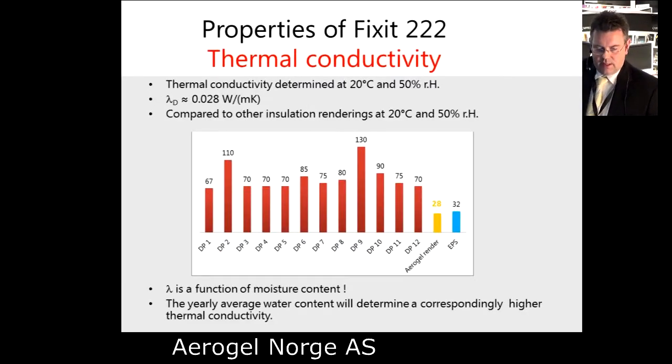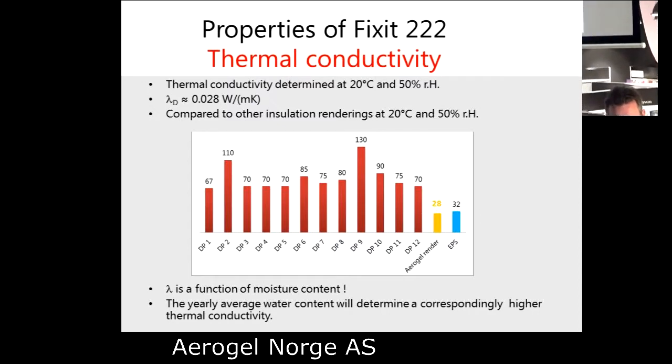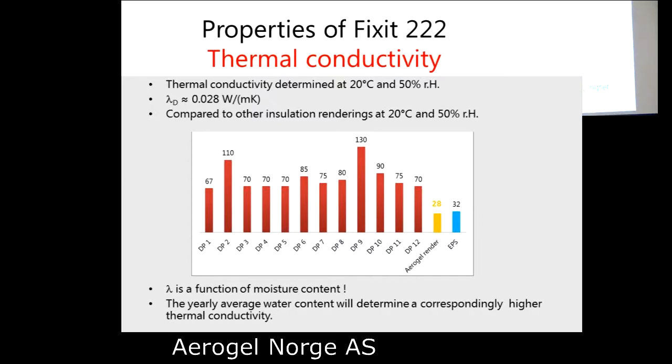The thermal conductivity is a very important material parameter. The declared lambda value, we can see it here, the orange one, is 0.028 watt per meter and Kelvin. This is for a sample produced by an on-site procedure.